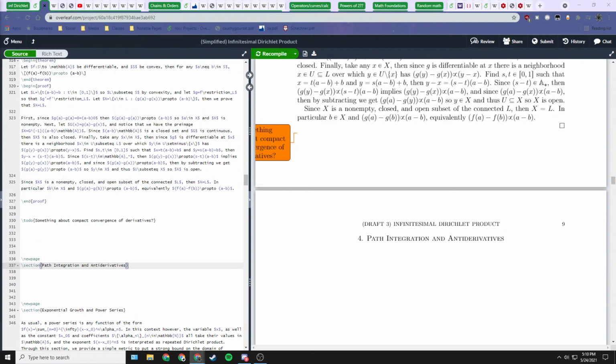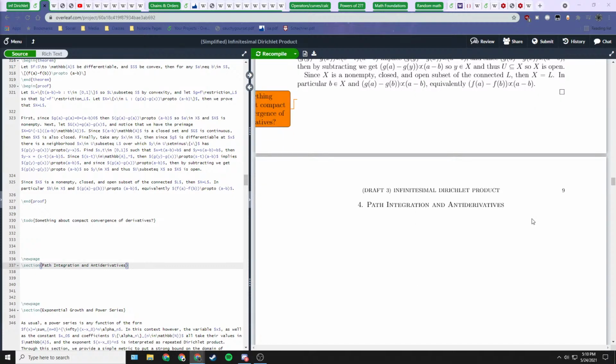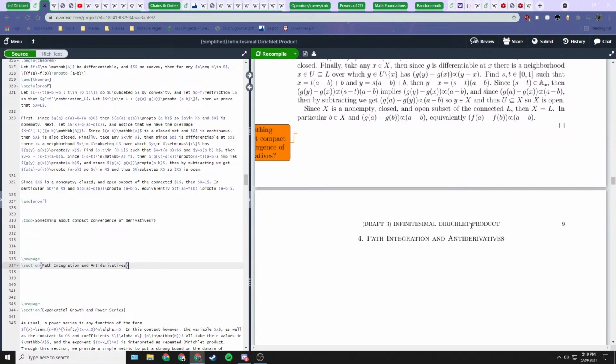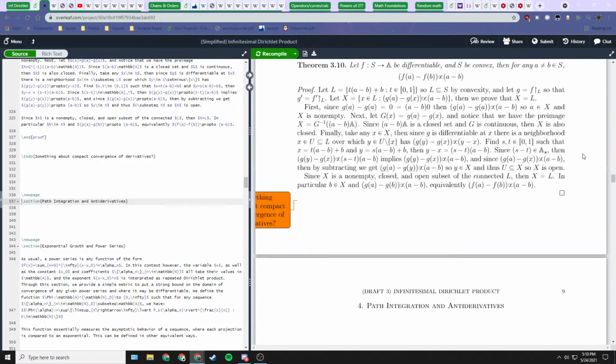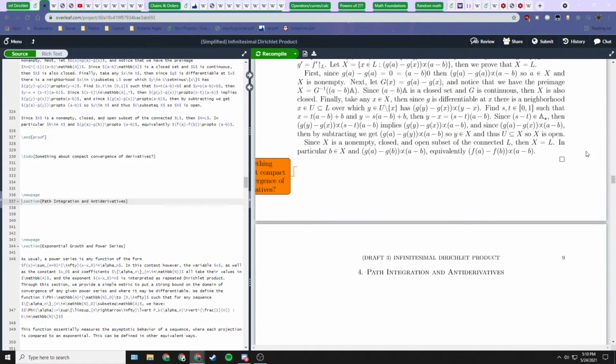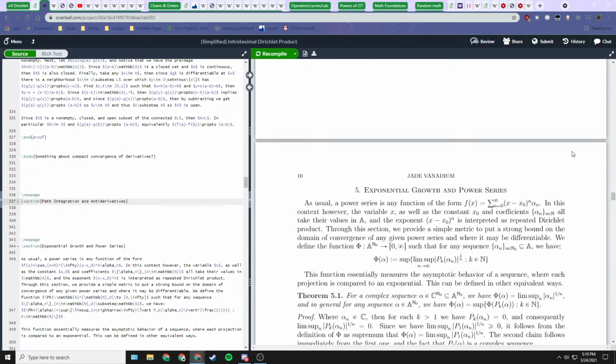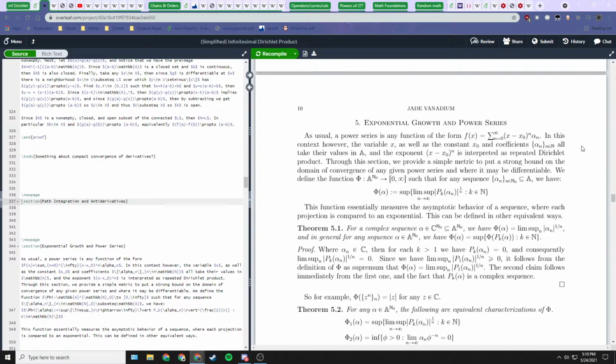Okay, so today we'll be working on some path integration, and we'll be laying the groundwork for that, and we'll also possibly touch on antiderivatives. So last we left off, we had done some power series and exponential growths.